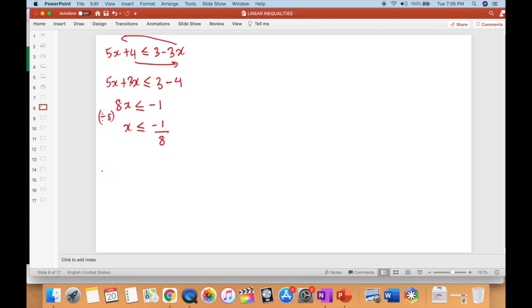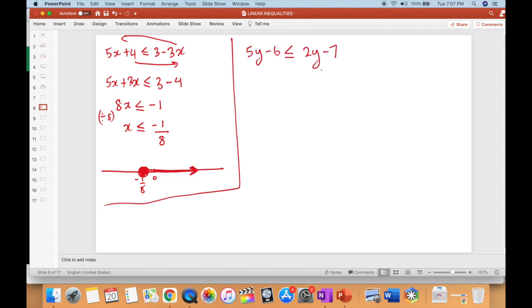And then you have to draw your number line. This is 0. This here is -1/8. Right? You'll have an unshaded, no, it's shaded because it's equal. Shaded, and then you could draw your arrow going up in that direction. I don't think that this one will end up being a negative either, so you might not have to flip the sign here either.